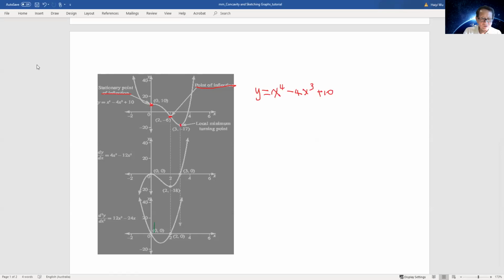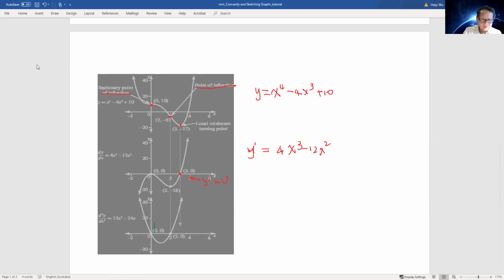How do they achieve those 3 points? So let's compare to the dy. So first derivative, sorry. So first derivative will be 4x cubed minus 12x squared. So again, you can see the local turning points are achieved when y dash equals 0, obviously. So when equal to 0.